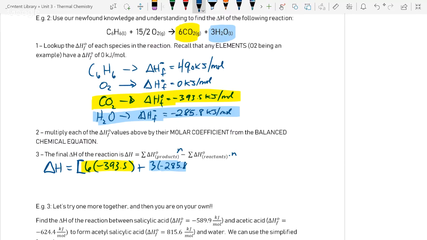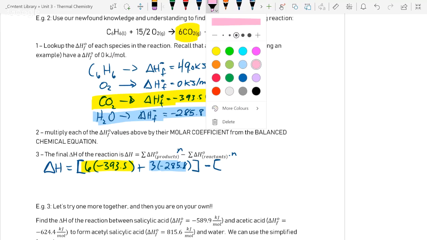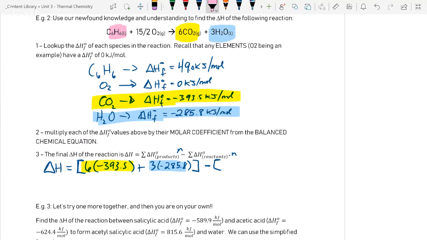Very good. Okay, and that is all of my products, right? Now what am I doing? Minus. And now for the reactants, what do I got? C6H6. Okay, and how many of those do I have? That's nice. And what am I putting in here?